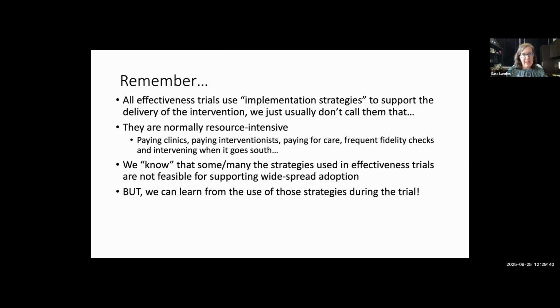And then you can see some examples of what I mentioned. These are normally resource intensive, and they might be things you'll use in the future, and they might be things that are too resource intensive to use in the future.